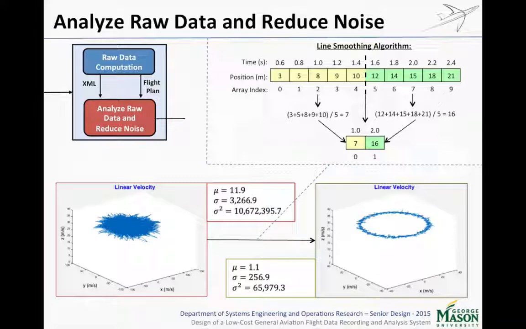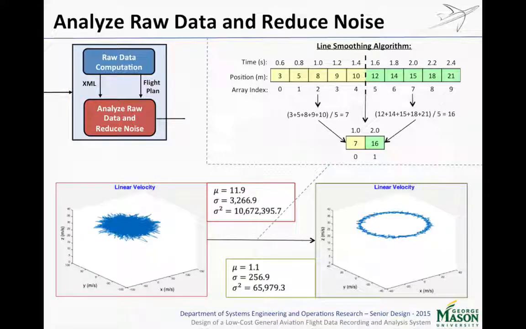There are 2 benefits to this. One, it reduces the size of the data 5 times, reduces the data capacity that we need, but it also does a very good job of reducing some of the error and definitely the standard deviation of the different graphs by smoothing them out.